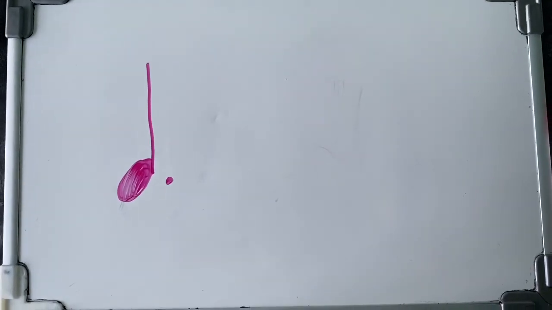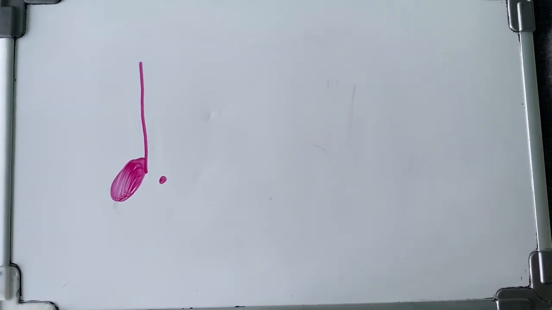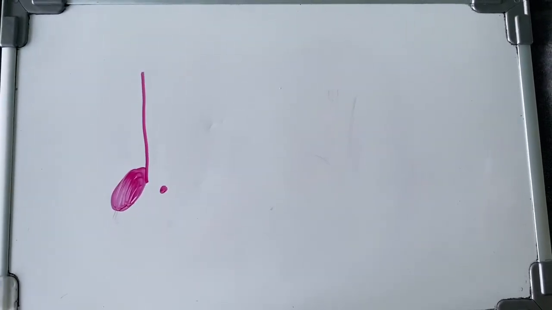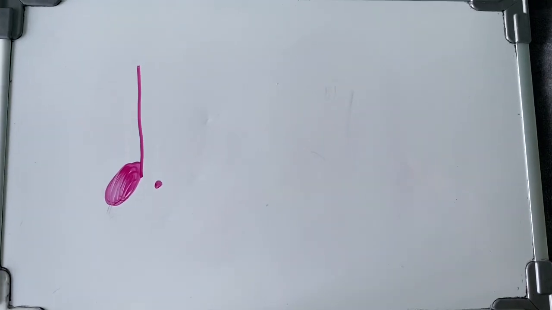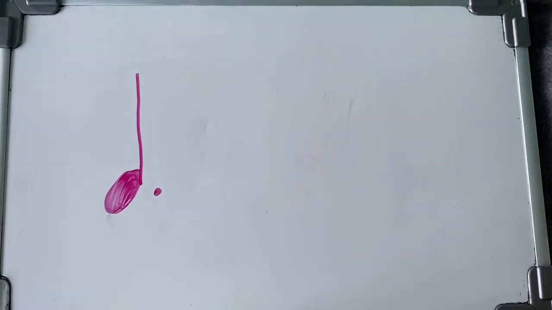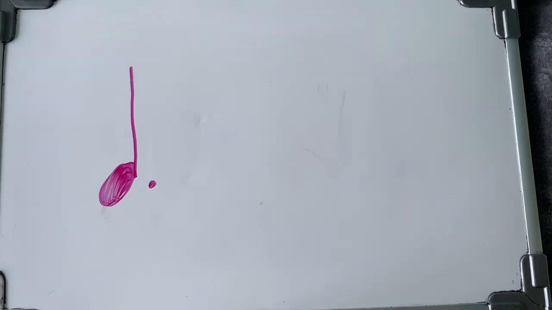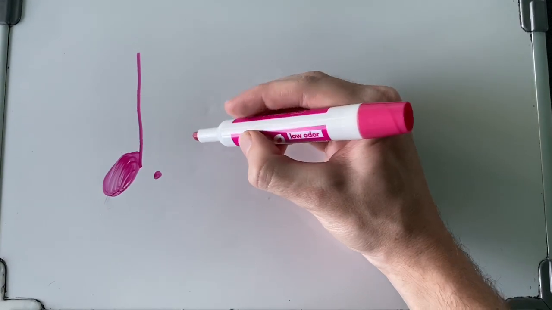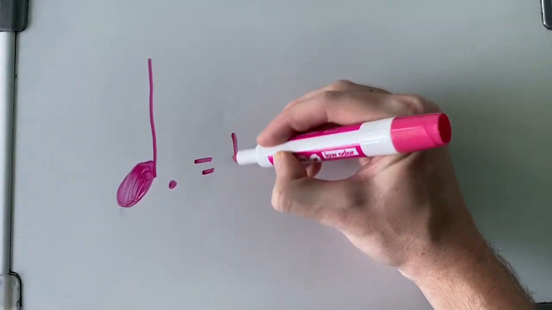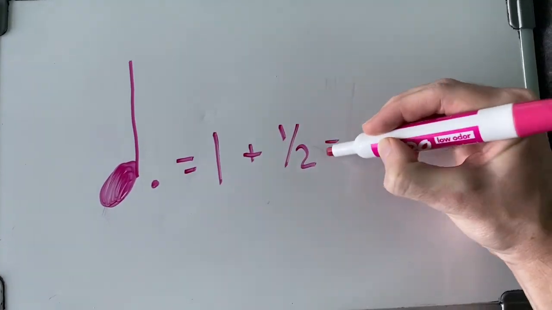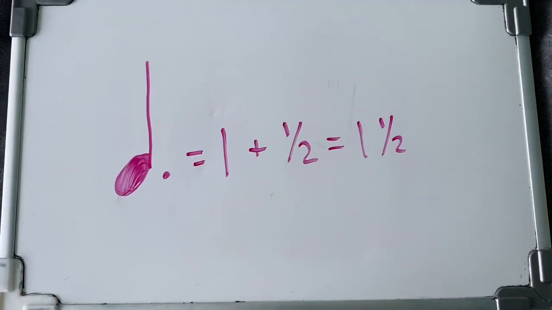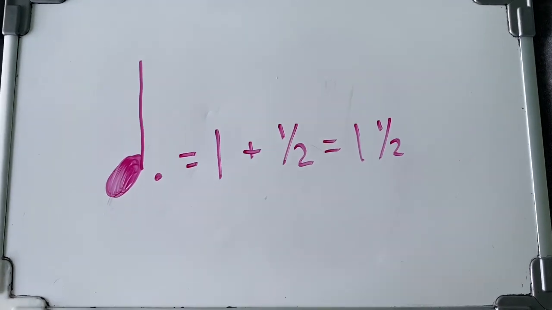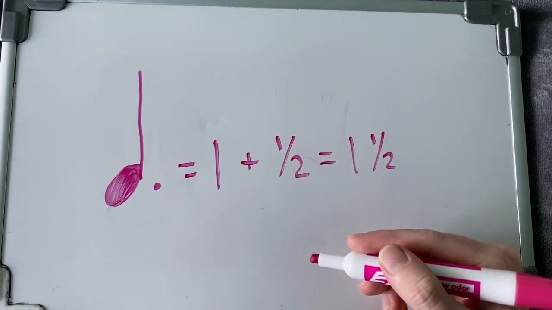Okay, we got our dotted quarter. Now remember what I said about the dot. The dot means that it adds half of the original value. So a quarter note is 1 beat, which means that we're going to add half of that to it. So 1 plus half of 1, which is a half, equals 1.5. Here's what that looks like with writing. That's pretty easy math, okay? 1 plus a half equals 1.5. The duration is going to be for this note.